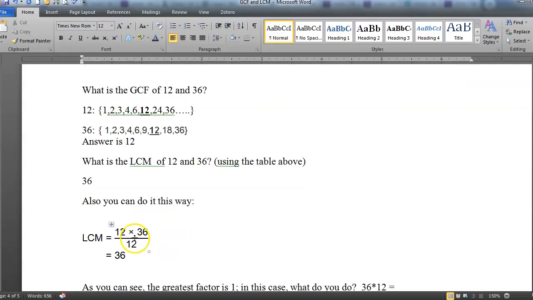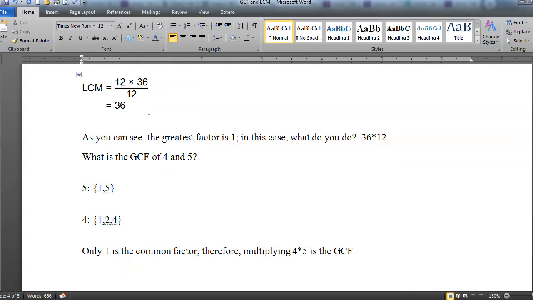Now, I think there's an easier way to find the LCM, and that is taking the two numbers, multiplying them together, and dividing by 12, or dividing by the smaller of the two numbers. Real quick and easy. You can use your calculator to do it. So if I want to find the LCM for any numbers, I just take the two numbers, multiply them together, and divide by the smaller number. Very straightforward, and it often gives you the right answer.